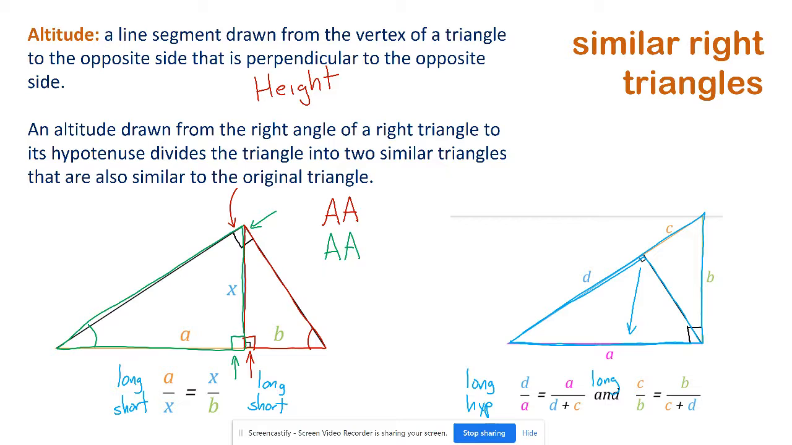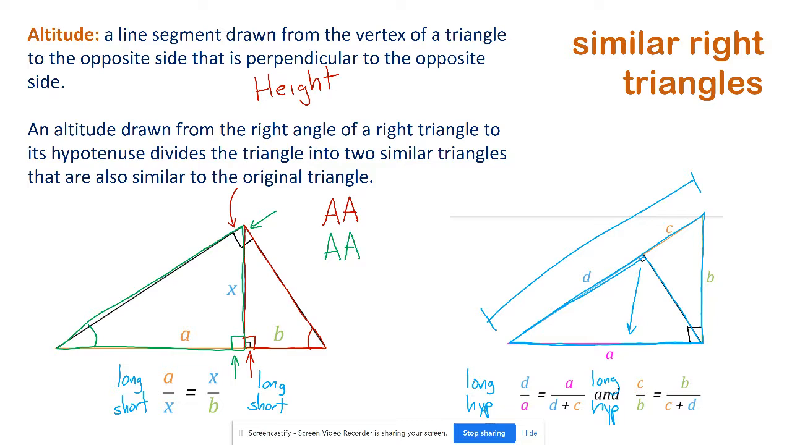Then the hypotenuse is this side right here, which includes D and C. So your hypotenuse is going to be D and C together, D plus C. So that's your hypotenuse. And then you can do the same thing.